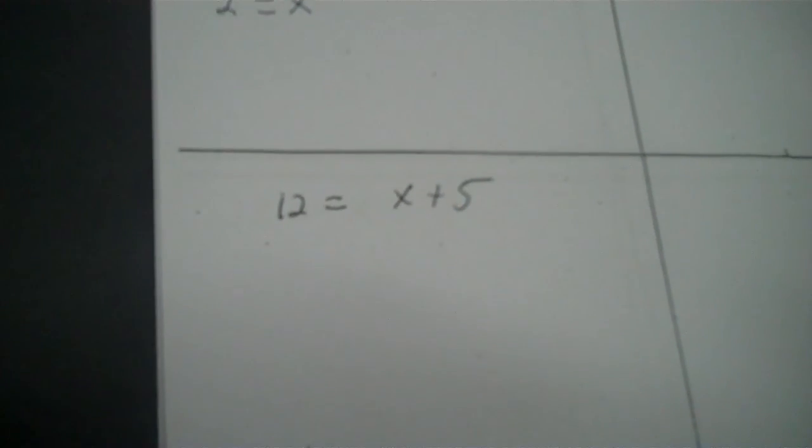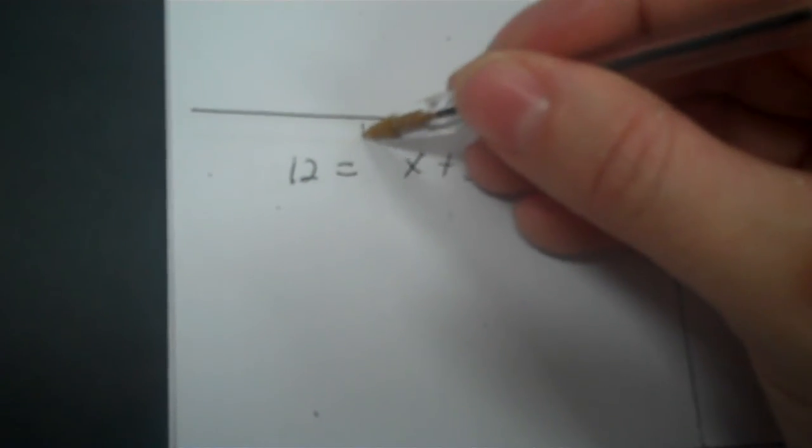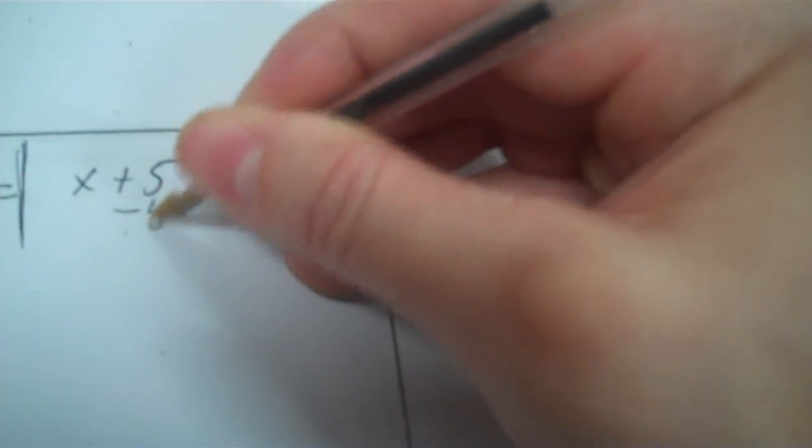Okay, my next problem, 12 is equal to x plus 5. I have to find what number x is. So again, make the wall, that line I'm drawing, that always goes on the side of the equals that the x is. So over here, don't even look over there. Look at the side of the x. What's happening to your x? We have a plus 5, okay? So the opposite of plus 5 is to minus 5.